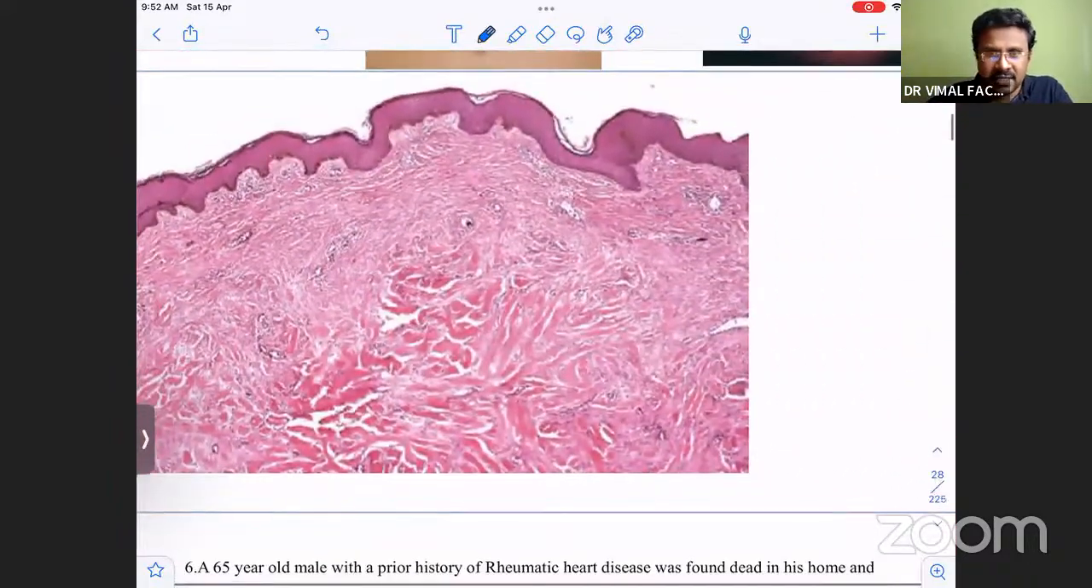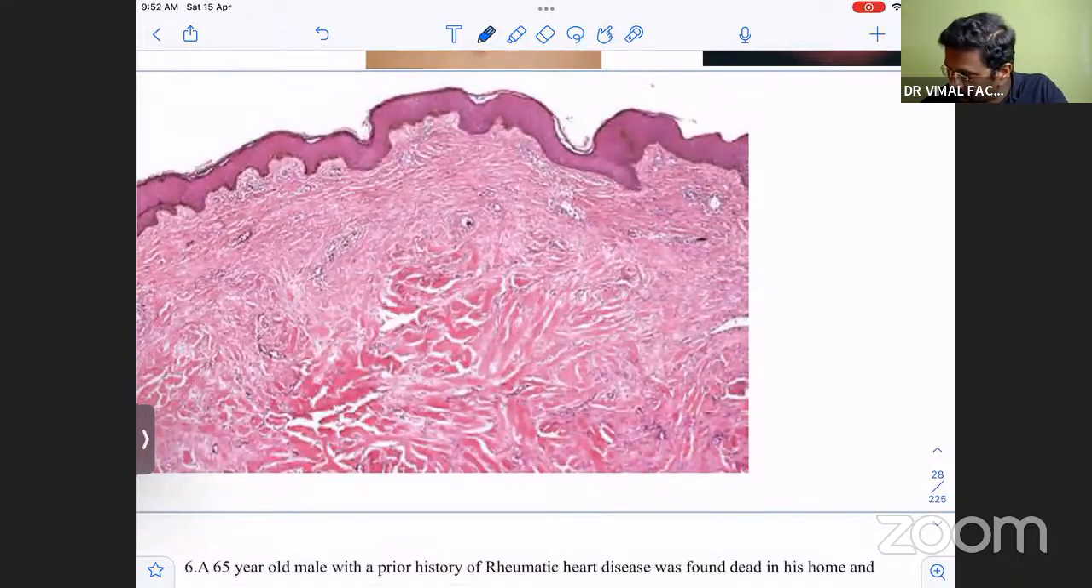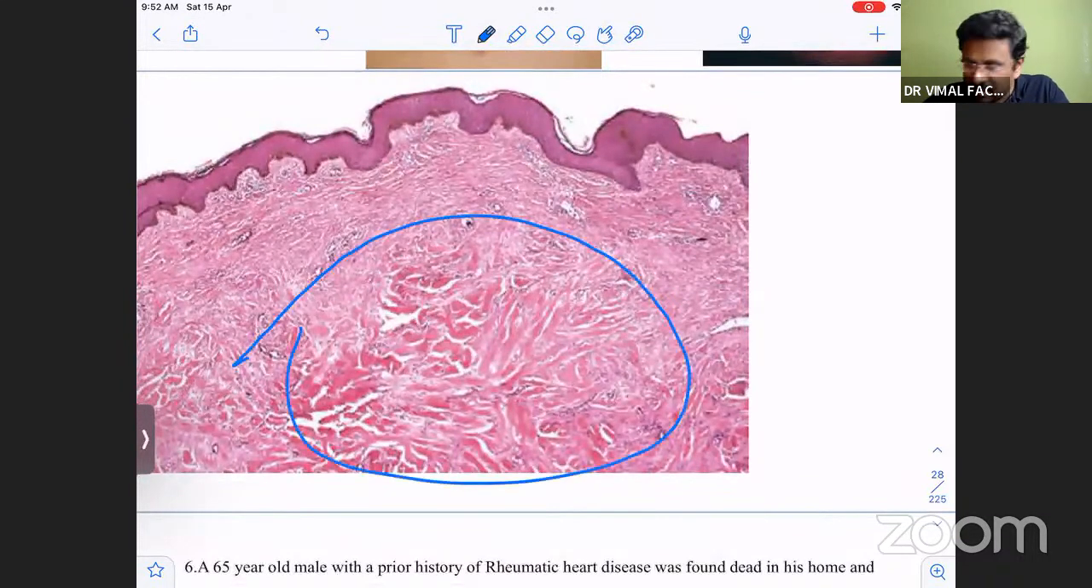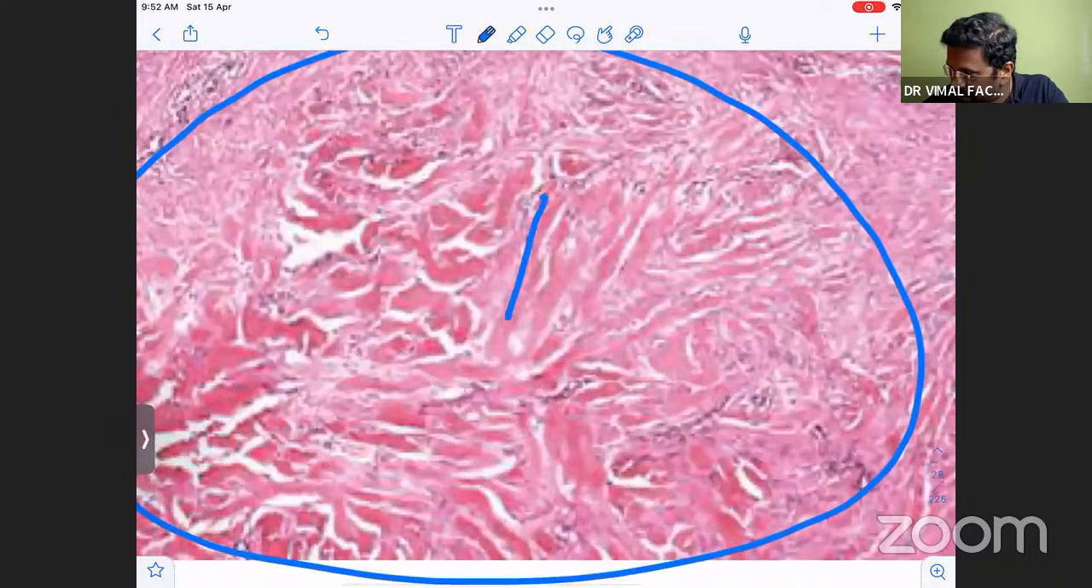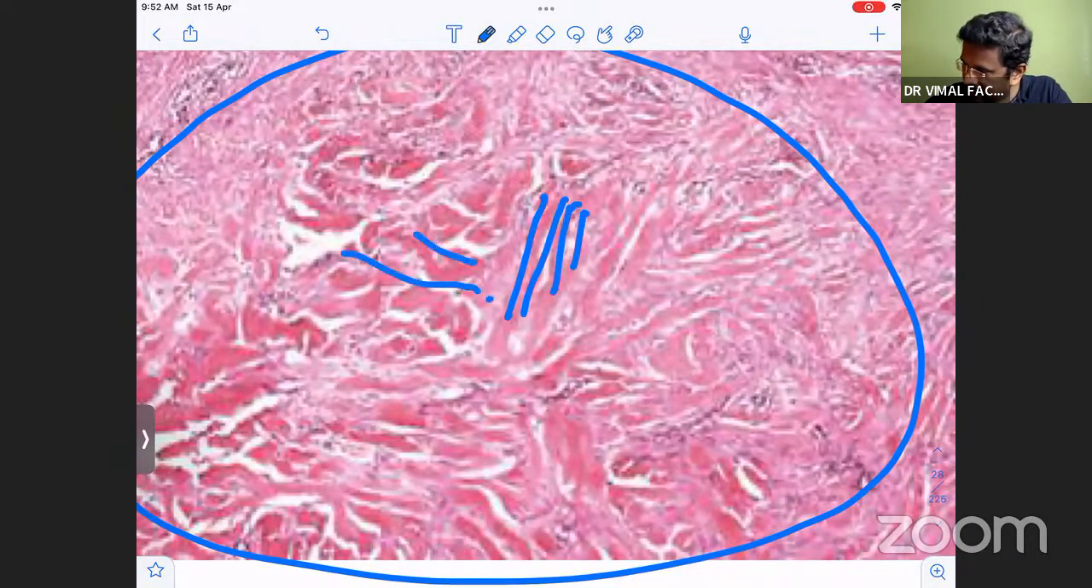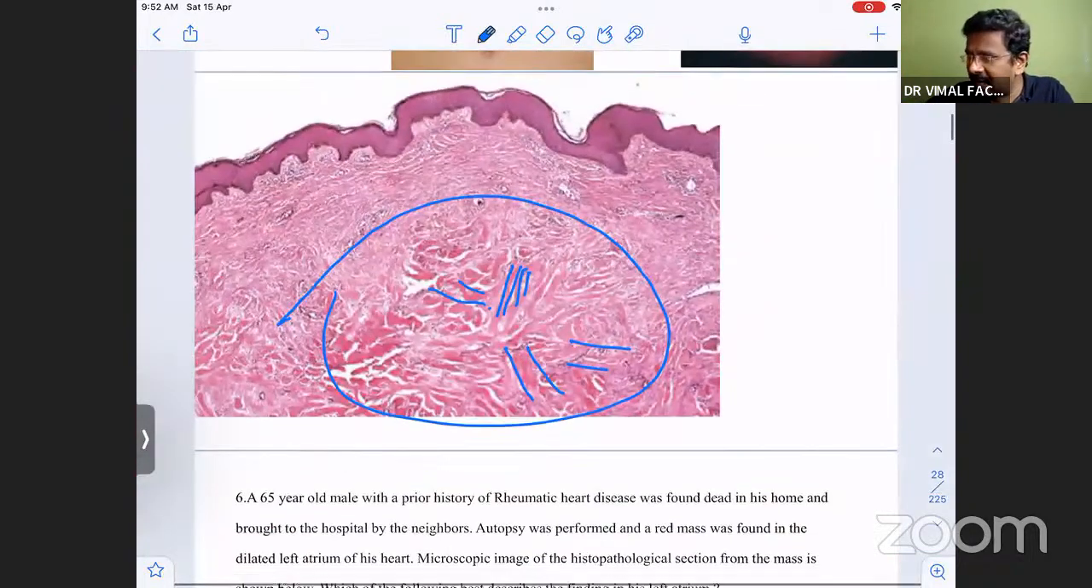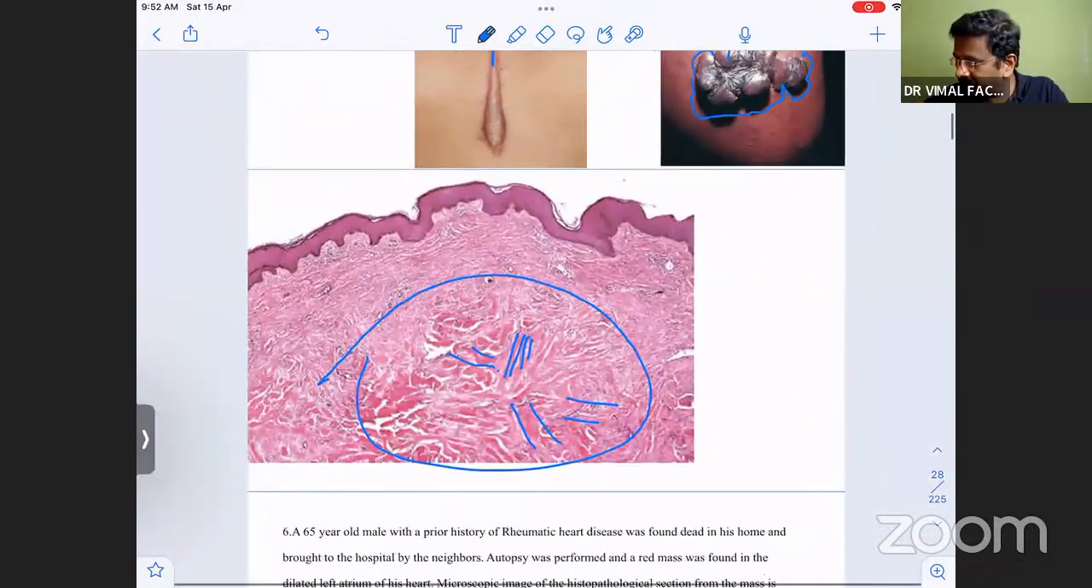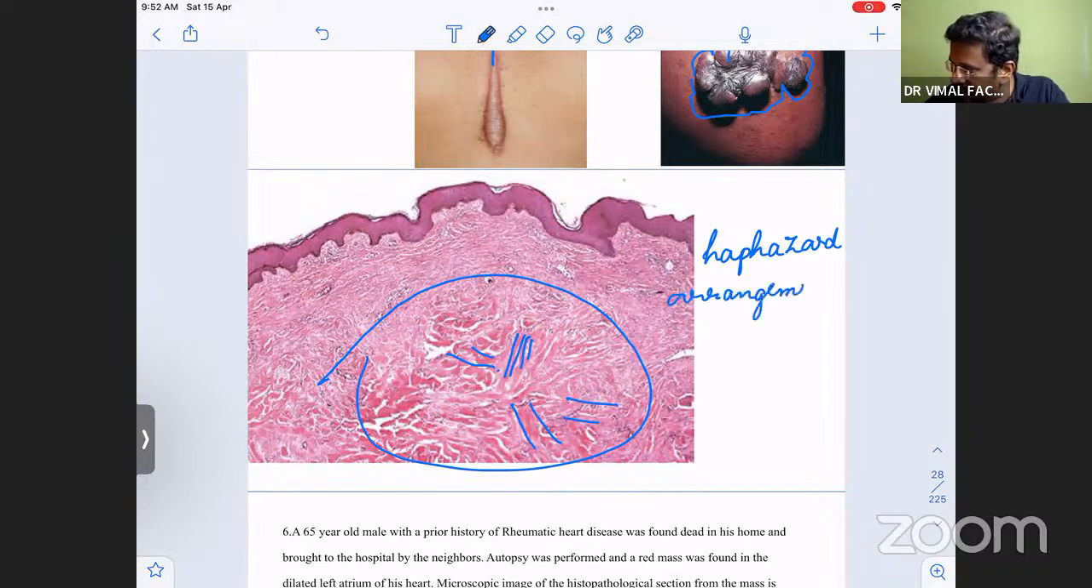So in the histology of a keloid, you can see a lot of collagen fibers. See this, how the collagen fibers are arranged, haphazardly. One fiber is going like this, another fiber is going like this, and another like this. So there is a haphazard arrangement of the collagen fibers. Haphazard arrangement of collagen fibers is seen in your keloid. This is a very important question in keloid.